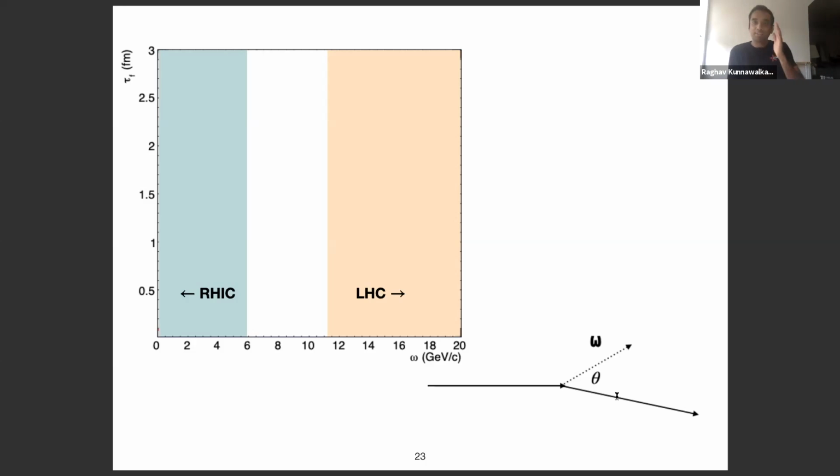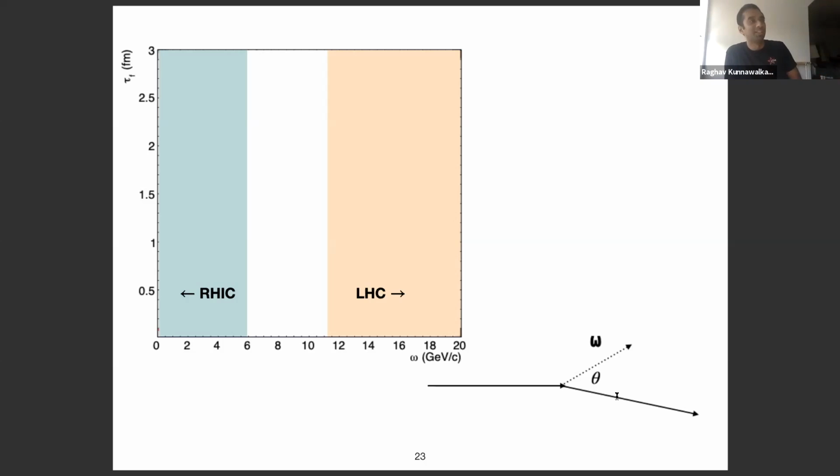So say you have a quark, it radiates a gluon, and the gluon has an energy omega at the opening angle theta. So now I can plot the phase space of the formation time of that split and the energy omega. So if I just look at the spectra of jets up to 60 GeV, I put a z cut of 0.1, RHIC essentially looks at the low end of the spectrum of this phase space. The LHC measurements go to the higher end of it. I mean, these are not hard boundaries.